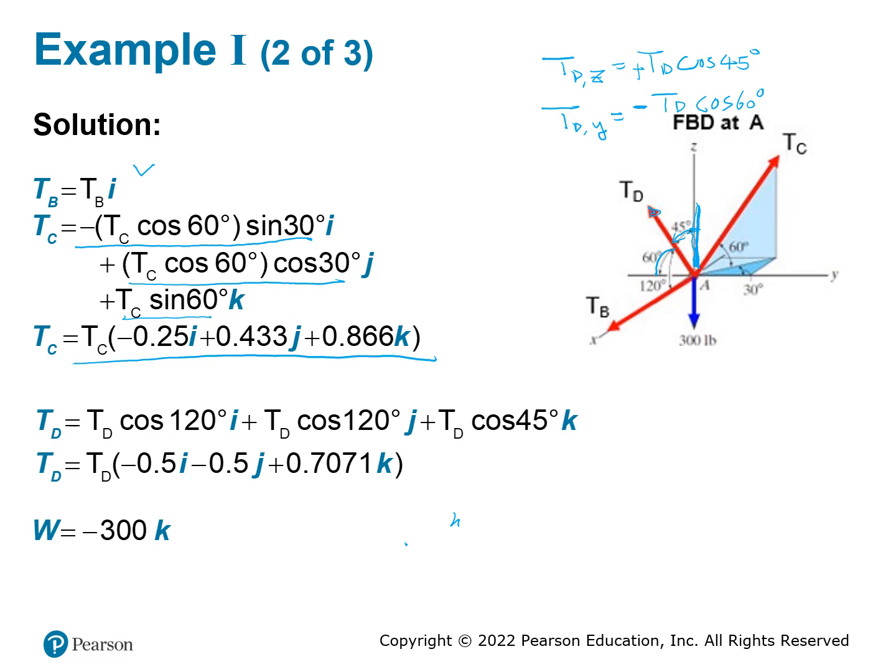So this is a 45 degree angle, which is exactly the same as this one here. Now, this one is going to be the same as this one. Okay, cosine 120 is going to be equal to negative cosine 60 degrees.